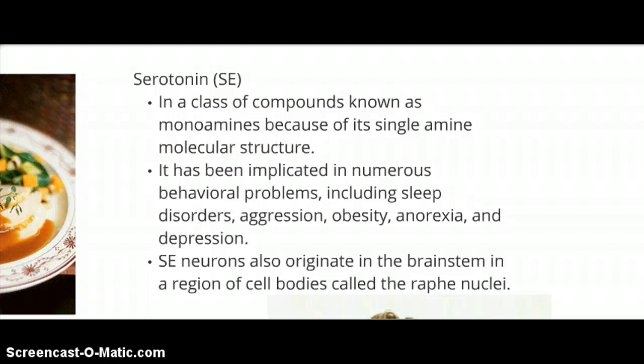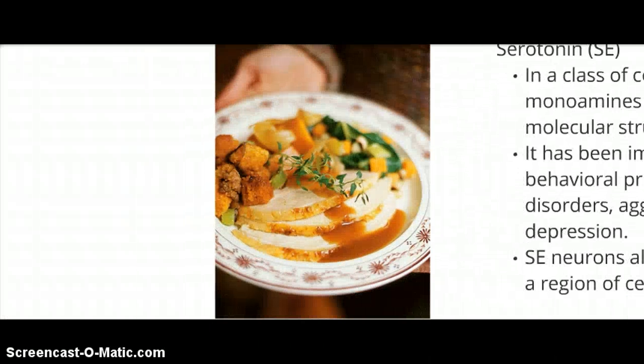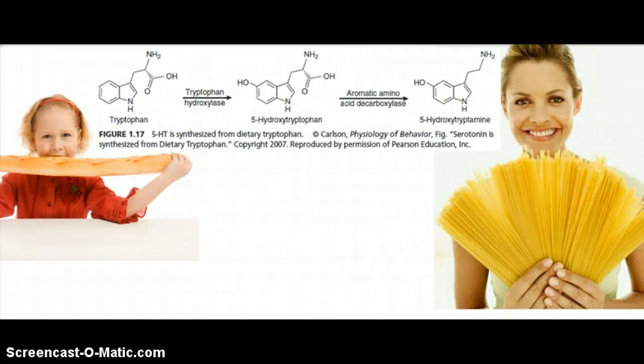So serotonin is in a class of neurotransmitters called monoamines because of its structure, and it has implications in lots of different behaviors. Sometimes you think that turkey has a lot of serotonin in it. Well, it's not really turkey. Turkey has tryptophan in it, which is a precursor, but turkey not so much. The carbohydrates that accompany your turkey can jack up serotonin levels really quite a bit. So like the opposite of the Atkins diet. So it goes tryptophan to 5-hydroxytryptophan, 5-hydroxytryptamine to serotonin.